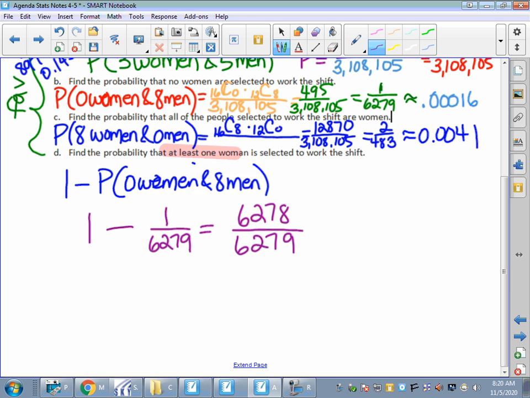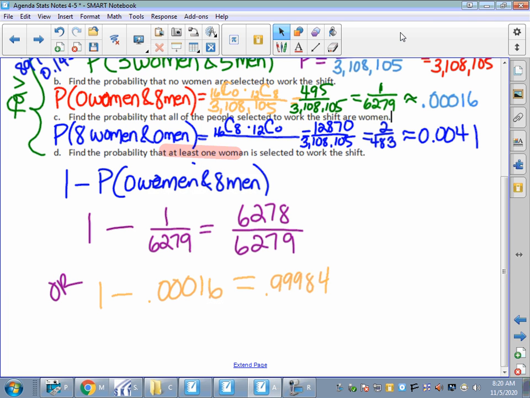Or if you prefer, 1 minus the 0.00016, which comes out to 0.99984. So pretty high probability that you'll have at least 1 woman, because it was pretty low probability that you'd have no women. So part D is actually a lot easier than it looks, and it's a great example for how that "at least 1" works.